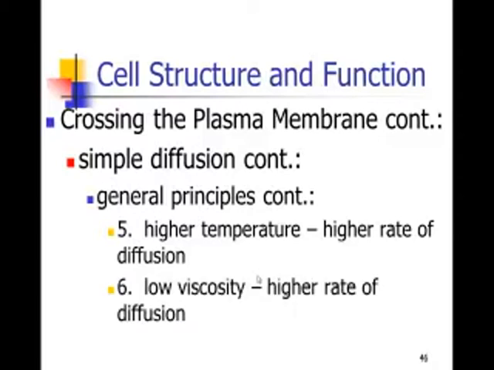Viscosity. We haven't talked about viscosity before, but viscosity is a measure of the resistance to flow, and things that aren't very viscous allow for faster diffusion. I'll give you an example. Honey is viscous. Water is not as viscous. So things would diffuse more quickly through something like water than they would through something like honey.